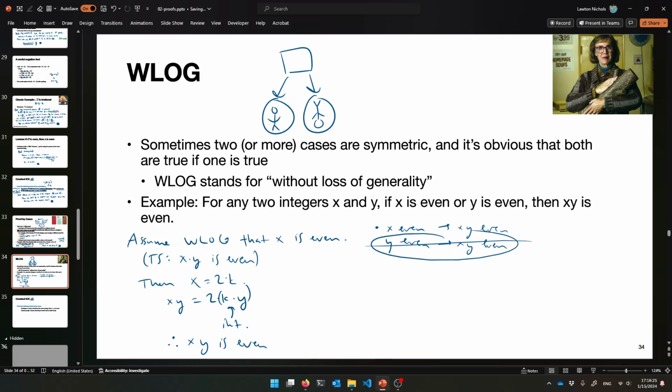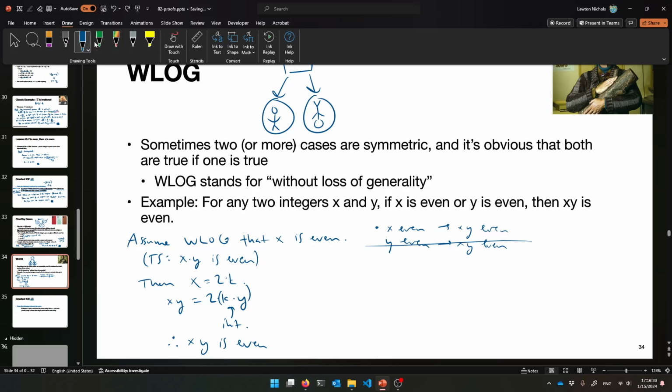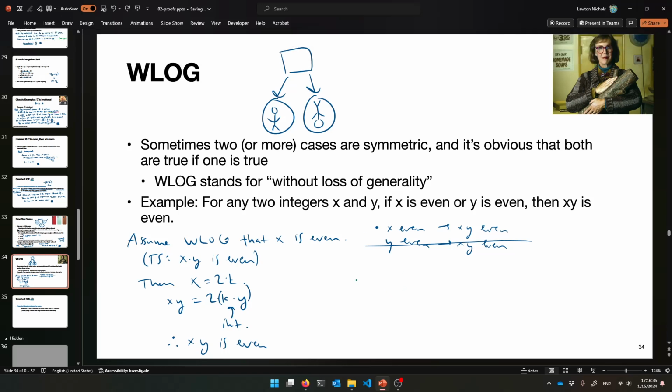The other case is, assume y is even, show that xy is even. There's no difference in the proof, right? Do you see that? Because if you just swap x and y, you copy and paste the proof. Swapping x and y in the proof would give you the same idea, right? Swapping x and y in the proof on the left proves the other case.